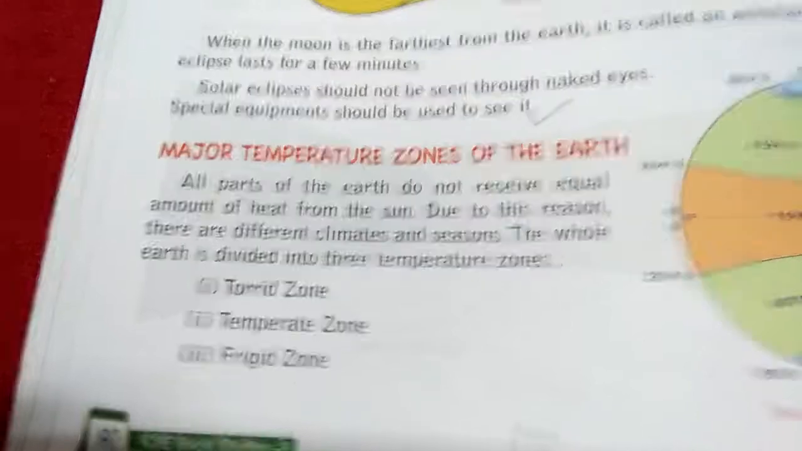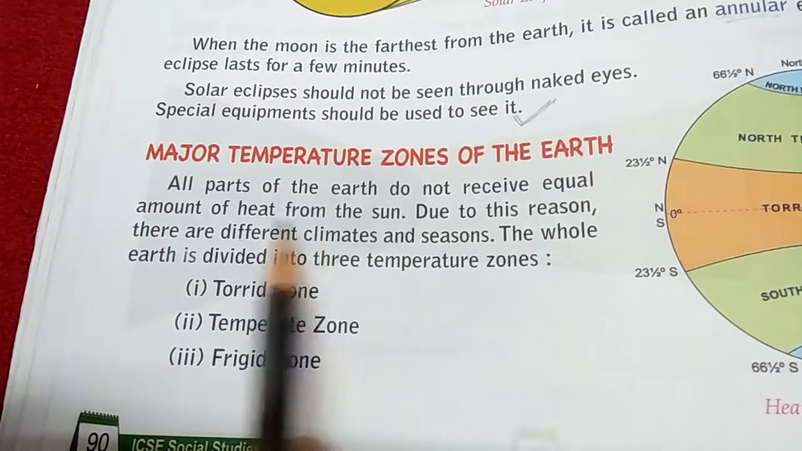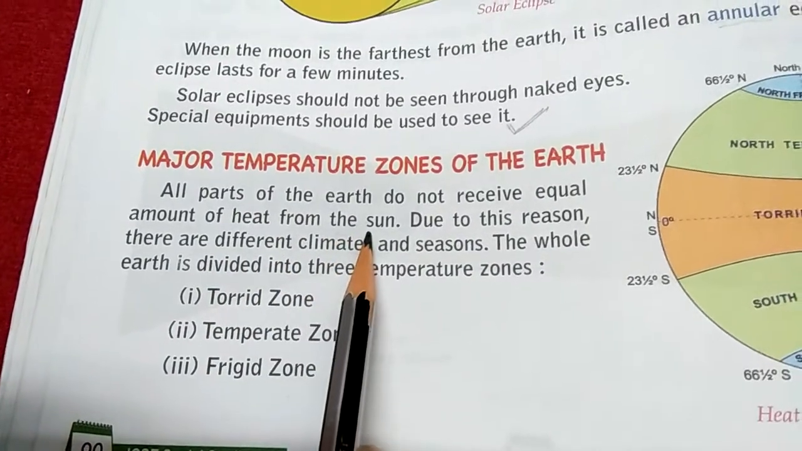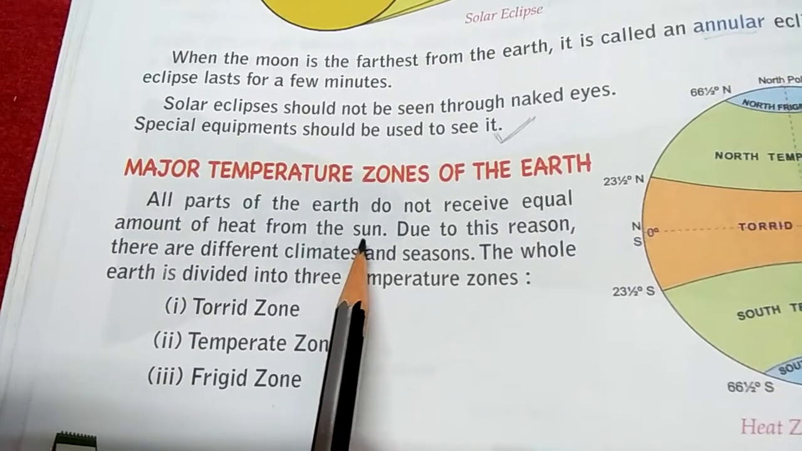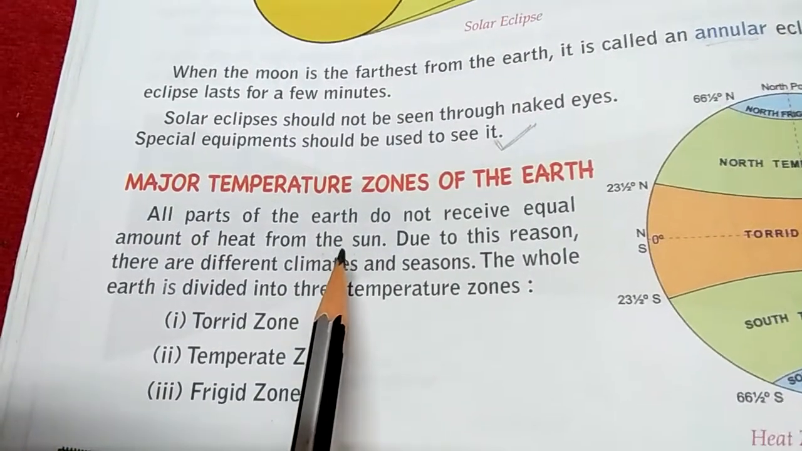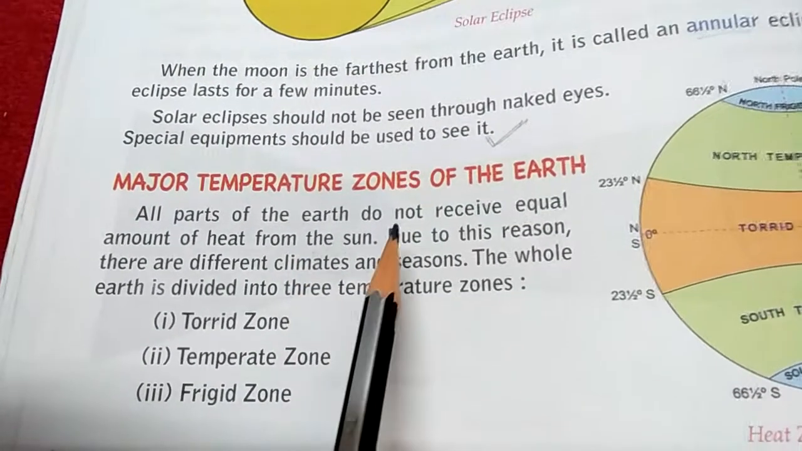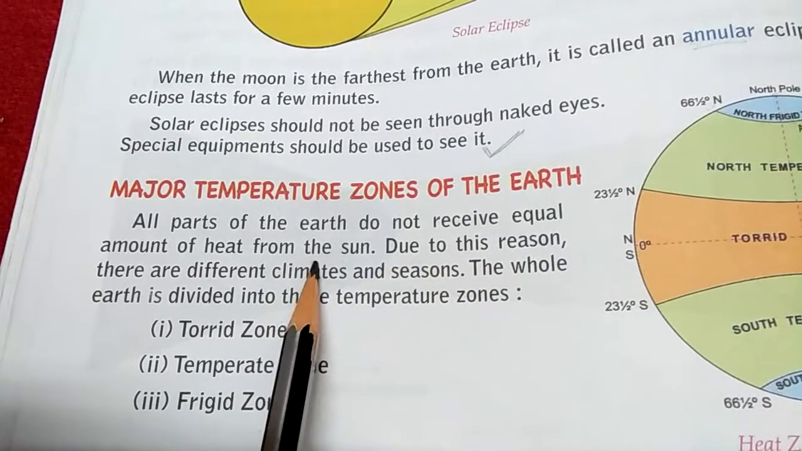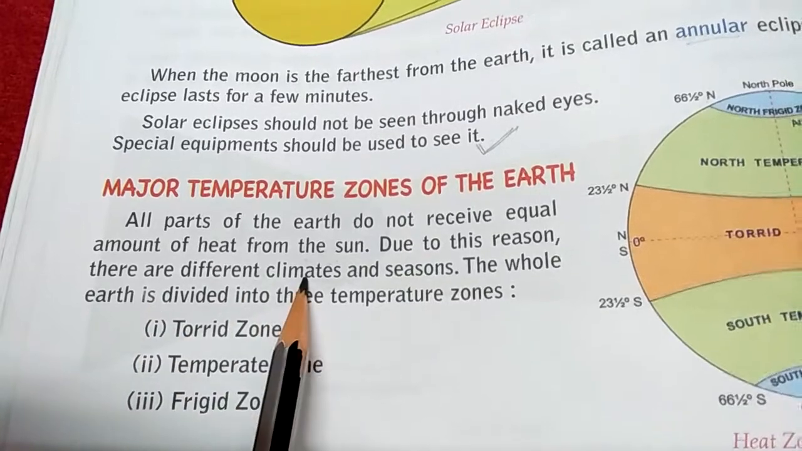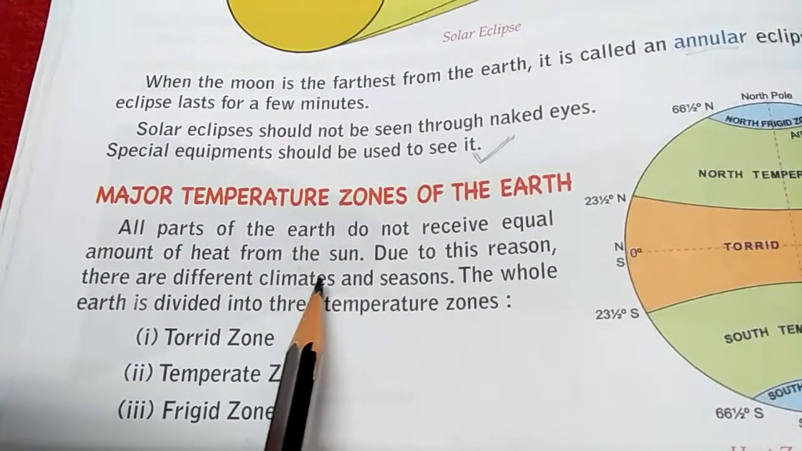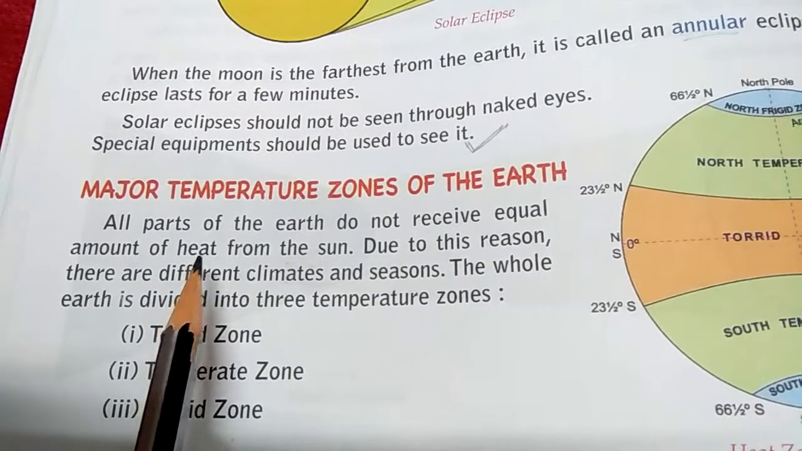So major temperature zones of the earth. All parts of the earth do not receive equal amount of heat from the sun. That is, some place on the earth receives the direct rays of the sun, so more heat, and some part of the earth receives the slanting rays of the sun, so less heat. So they do not receive equal amount of heat from the sun. Due to this reason, there are different climates and seasons. Because climate and seasons depend on the temperature, heat, and rainfall.